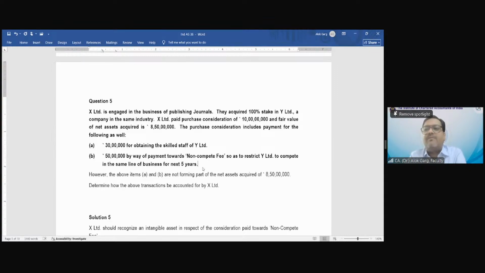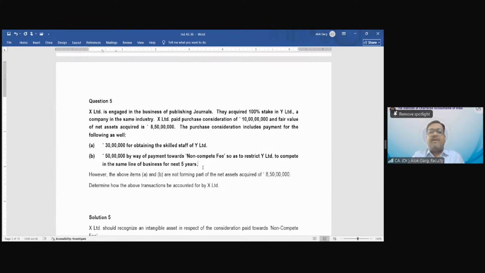There was a non-compete clause that Mr. Mukesh Ambani could not do this telecom business for at least 5-6 years once the product was launched. And this non-compete agreement gives a benefit to the company, right? So they capture more and more market share. Okay. However, the above items A and B are not forming part of the net assets of 8.5 crore.